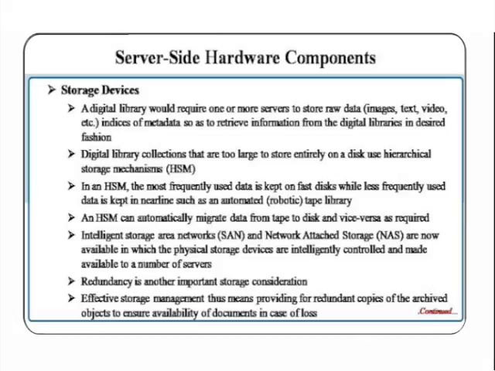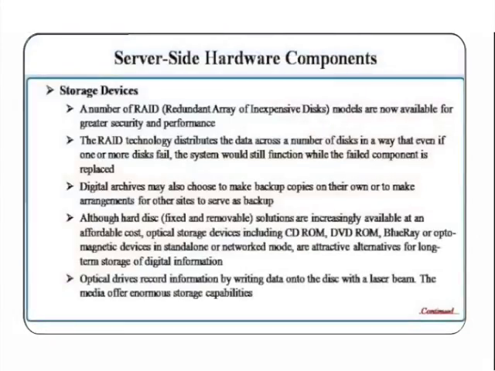Intelligent Storage Area Networks (SAN) and Network Attached Storage (NAS) are now available, in which the physical storage devices are intelligently controlled and made available to a number of servers. RAID technology distributes the data across a number of disks in a way that even if one or more disks fail, the system will still function while the failed component is replaced. Digital archives may also choose to make backup copies on their own, or make arrangements for other sites to serve as a backup.